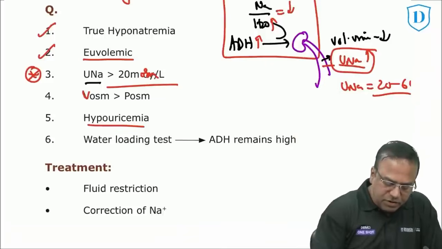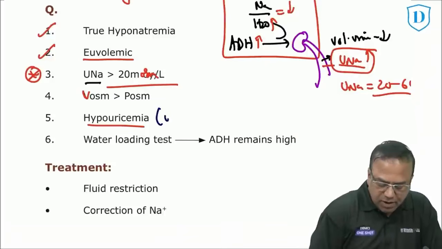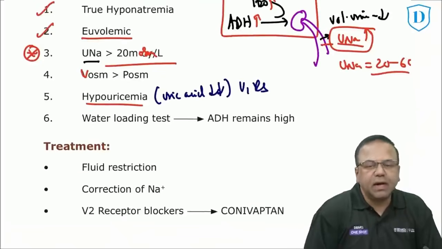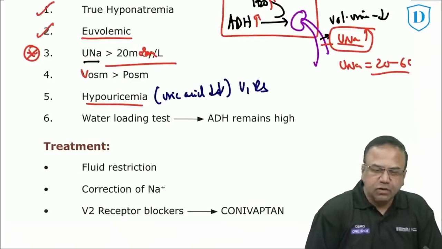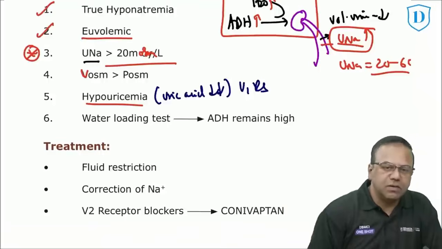One of the important features that you get over here is hypouricemia. So uric acid levels are very, very low. This is because of the V1 receptor action. ADH also acts on V1 and V3. So V1 action is supposed to be the reason why the uric acid is so low.